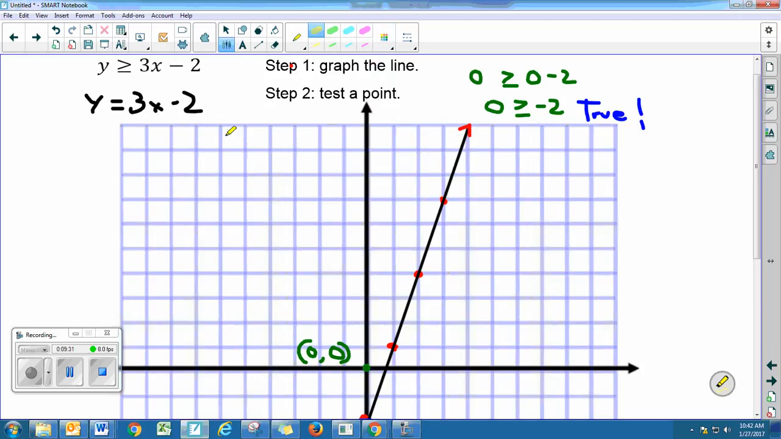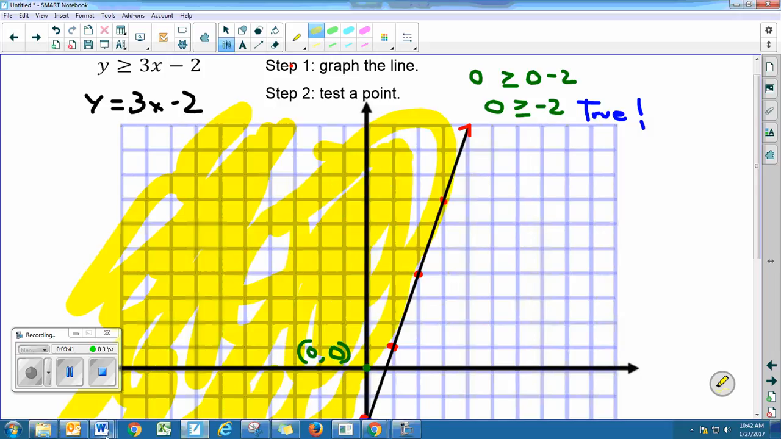Maybe you already figured that out, but I shade all of the graph that that point is on. Therefore, every point over here, if I were to plug it into my inequality, would make the inequality true.